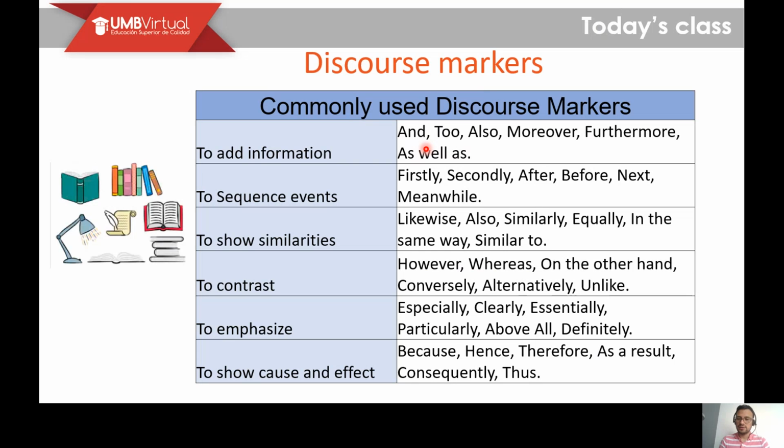To express contrast, this idea is about this, but we have this other idea. The idea is to look for discourse markers. We have however, whereas, on the other hand, conversely, alternatively, unlike. To emphasize, we have the next ones: especially, clearly, essentially, particularly, above all, definitely, because you want to make emphasis on a specific part of your discourse or your text.